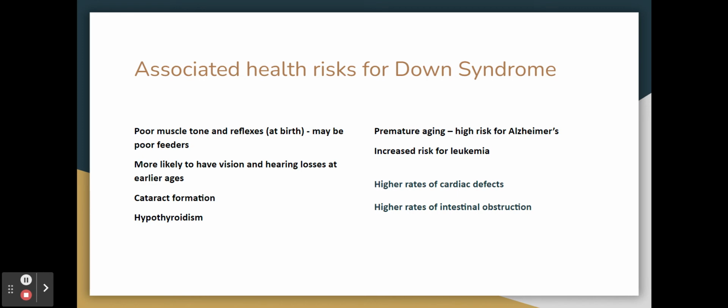Some of them will actually decompensate while they're feeding. You'll see them get floppier and sometimes gray or blue, or they might just stop feeding and not get enough nutrition.